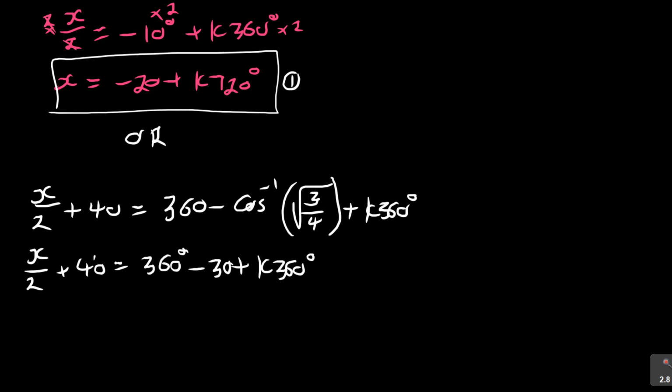And then take this to the other side. It will be x over 2 is 360 minus 30, which is 330 degrees, minus 40 plus k 360.